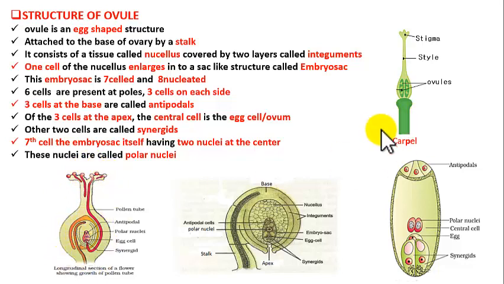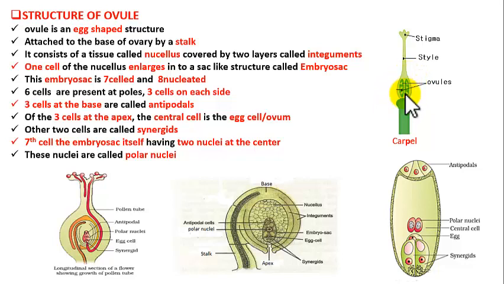So students, the number of ovules depends on the plant species. So it is based on the type of plant species that the number of ovules in a carpel differs. Understood? So depending on the plant species, there can be one ovule or many ovules. The number depends on the plant species.